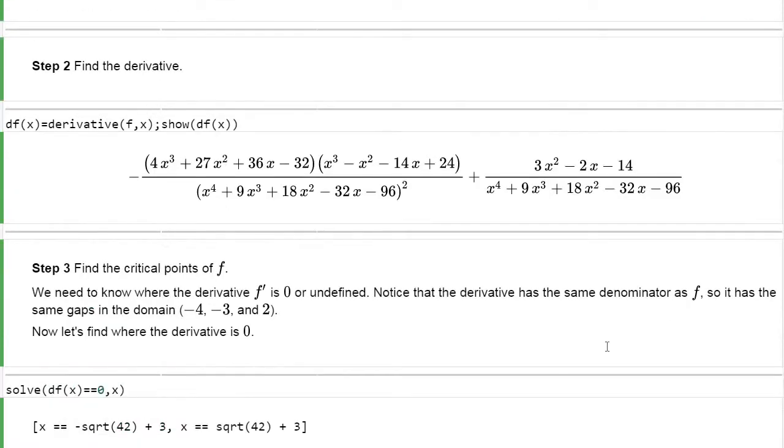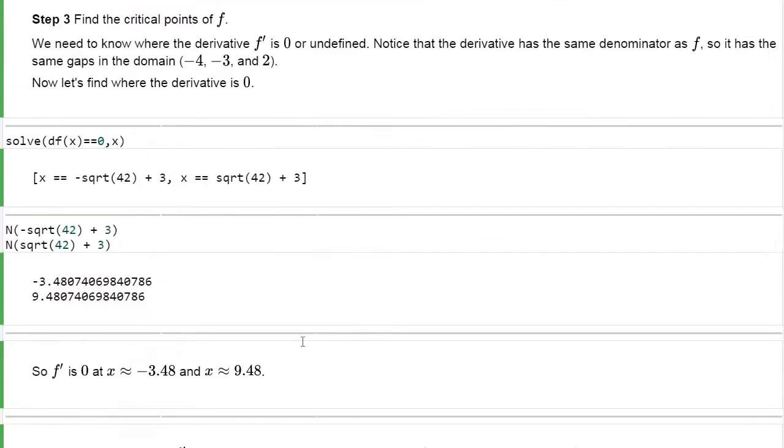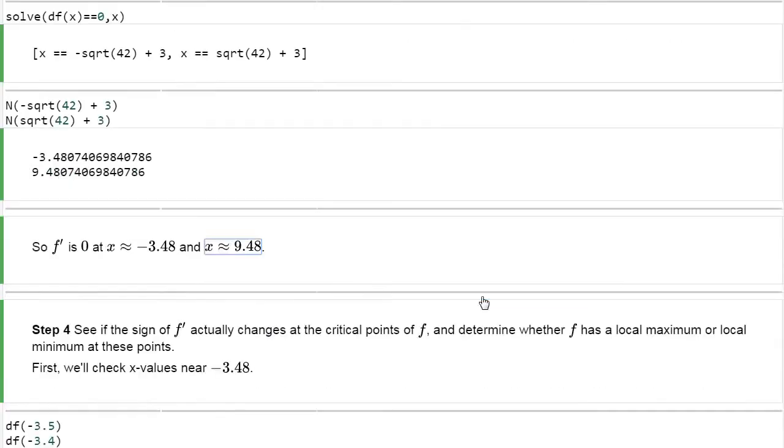Alright, now we're ready to find the derivative. Here's the derivative. If you look at the formula for the derivative, it has the same denominator involved as the original function, the same thing squared. It has the same roots for the denominator anyway, so there are no additional gaps in the domain for the derivative. It has the same gaps as the original function has. So we need to find where the derivative is 0, so I asked Sage to tell me where the derivative is 0. There are 2 places. Here I converted them to decimal, so roughly -3.5 and roughly 9.5 are our critical points.